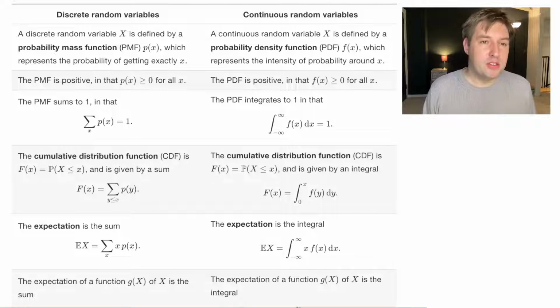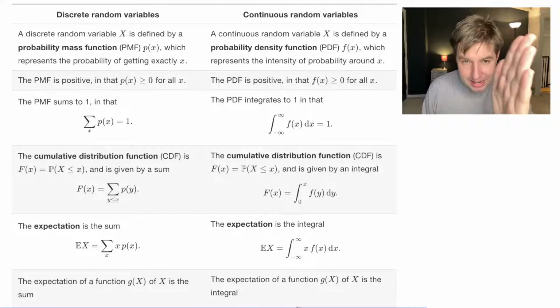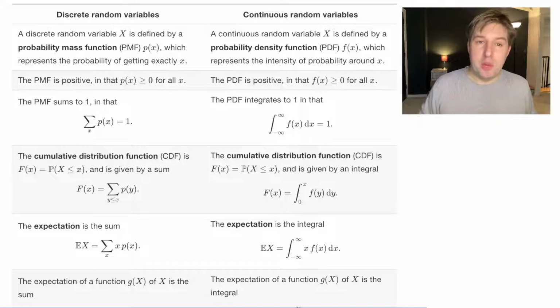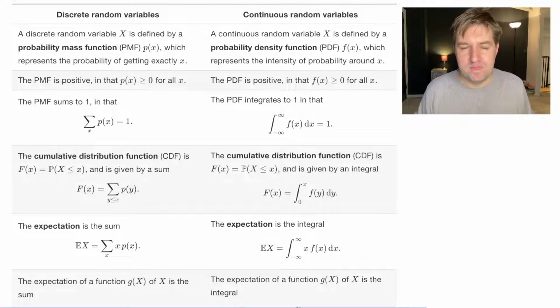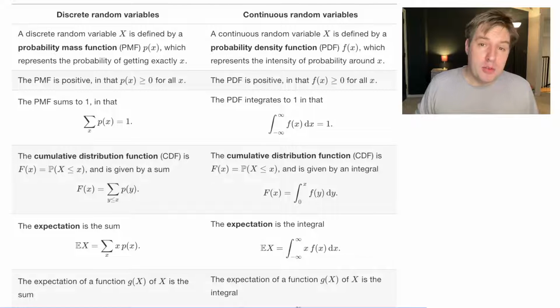So if we look at the first row, we had that for a discrete random variable, we have its probability mass function, which represents the probability of getting exactly x. But we know that for continuous random variables, we instead have a probability density function, which tells us how much intensity of probability is there around x. So for discrete random variables, we knew that the probability mass function was always non-negative, and the same is true for a probability density function. It's also always non-negative.